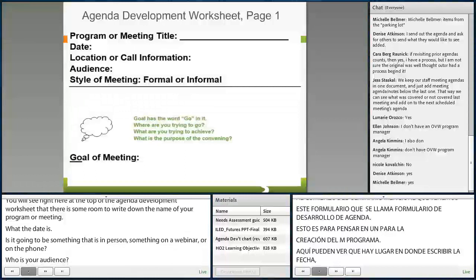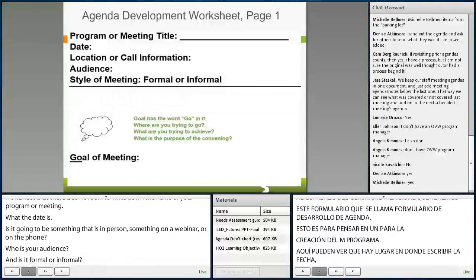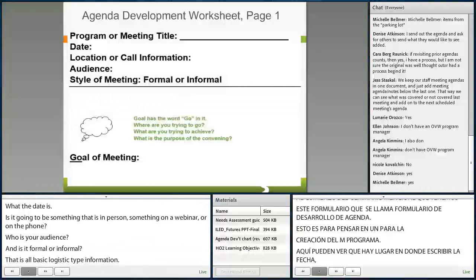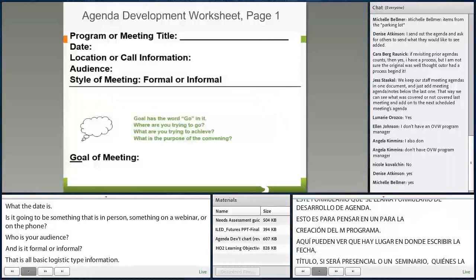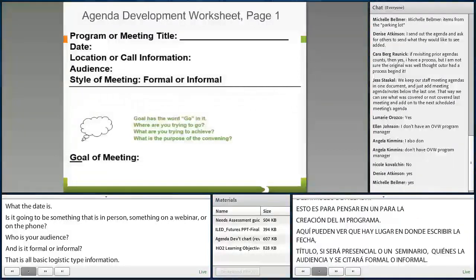And then the first real substantive thing for you to think about is what is the goal of your meeting? So before we really talk about that, let's think about what I even mean by a goal.